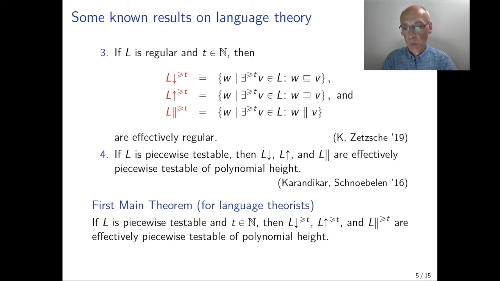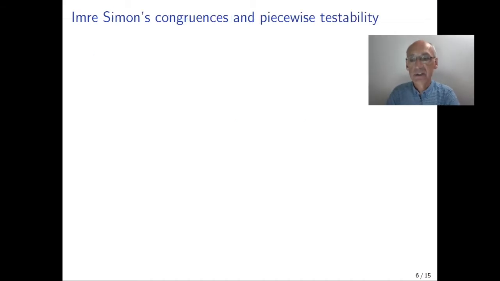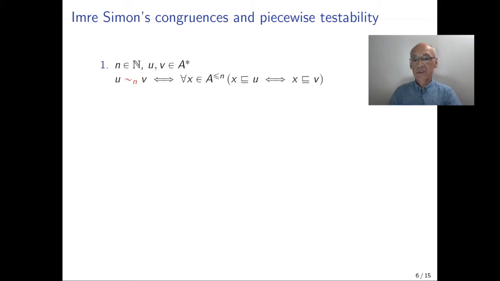Now, what does piecewise testable mean? What does polynomial height mean? To explain this, we need Imre Simon's congruences and, of course, then piecewise testability. So, first, the congruence. Let n be any index, any natural number, and u and v two words.